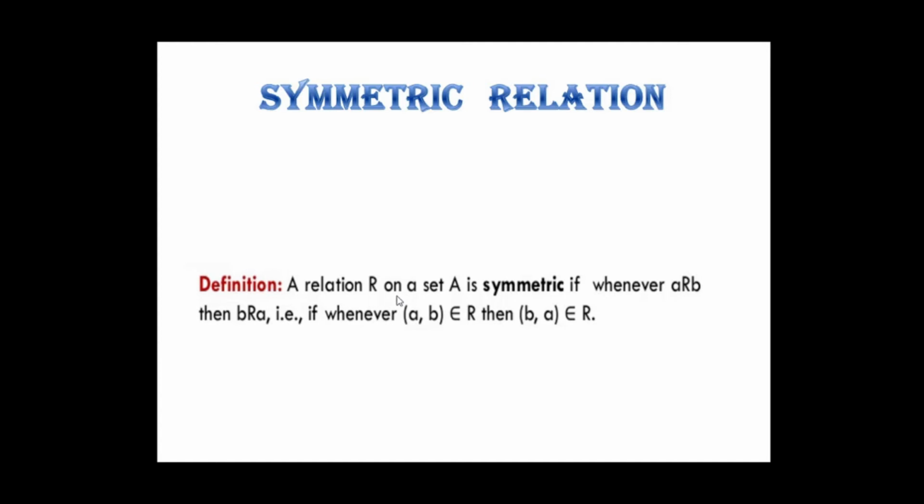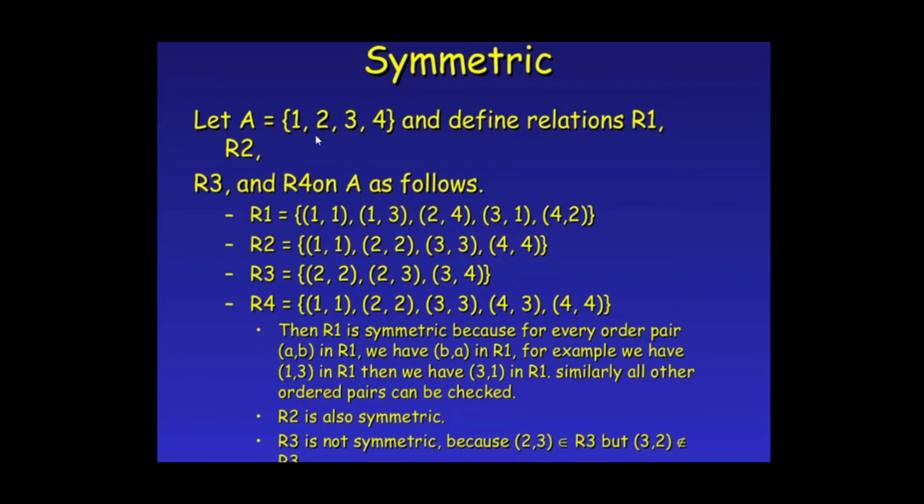A relation R on a set A is symmetric if whenever A is related with B, then B is also related with A. Now let's see it with an example. So here again I've taken A with elements 1, 2, 3, 4. Now there are some relations R1, R2, R3 and R4.